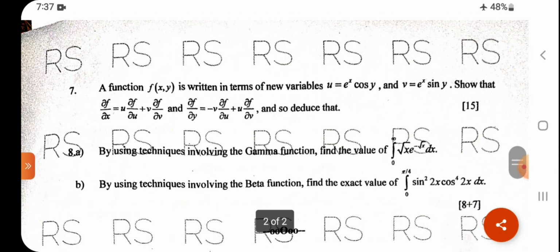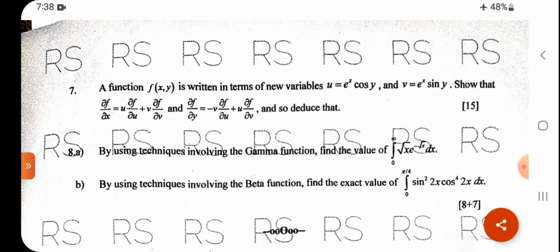Seventh bit. This is also somewhat difficult. Of course u and v are given here. Then show that dou f by dou x. So here the problem is that you need to calculate the function f of x comma y written in terms of new variables. They have given f in terms of u and v, but they have not mentioned any expression for that. If that is the case, you need to calculate this one. This is also somewhat difficult and a different one also. Nothing to worry.